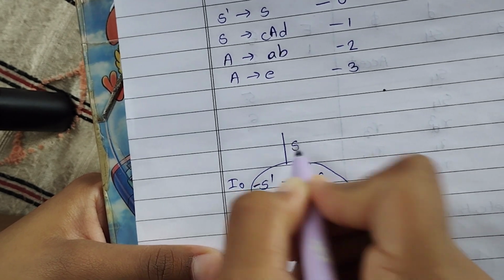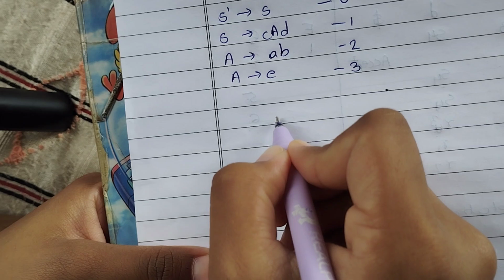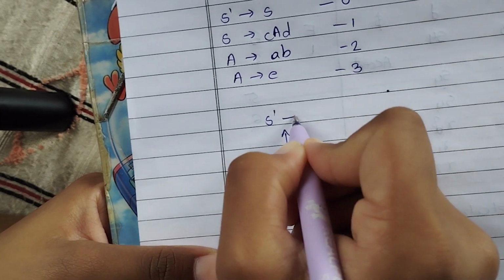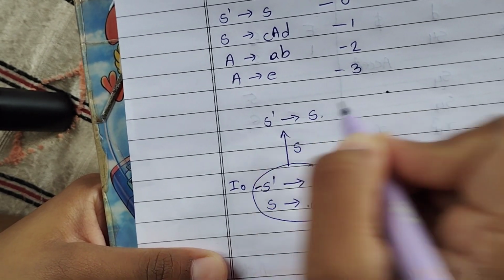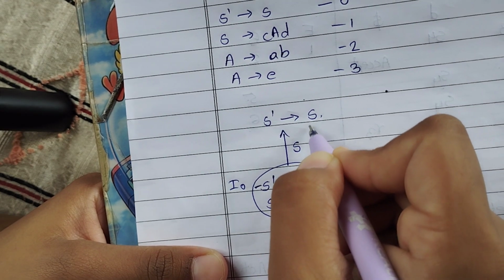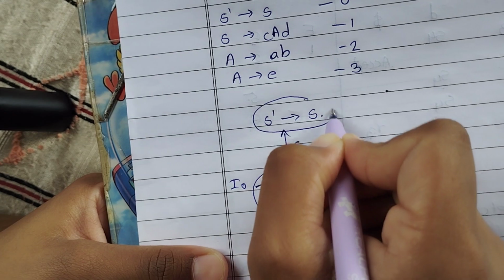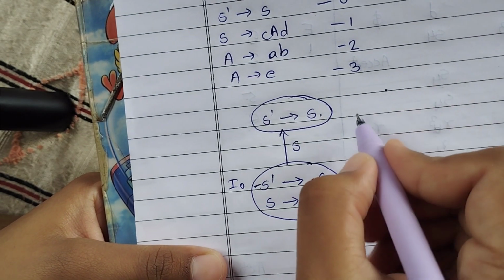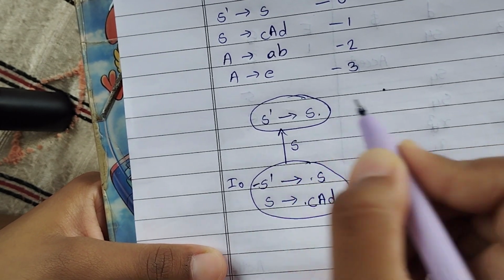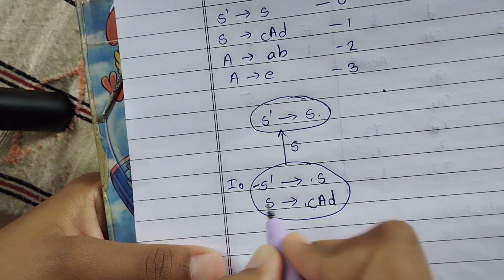So we write here this dot operator now changes with respect to S. So now S' → S dot, and now we don't write anything further below in the grammar, because this is the last case, the acceptance state. When the dot operator is at the end of the grammar, at that time we reach the final state. So this is completed.